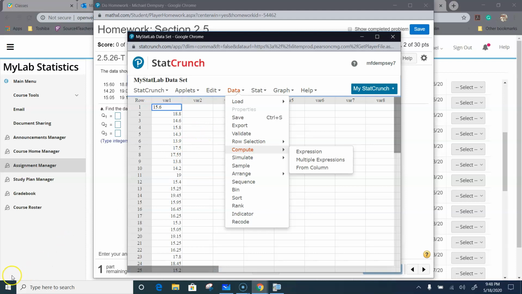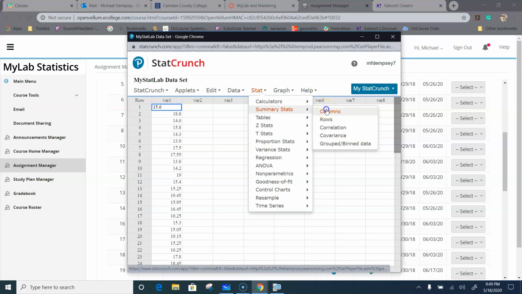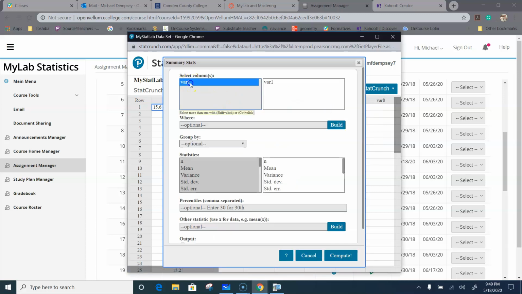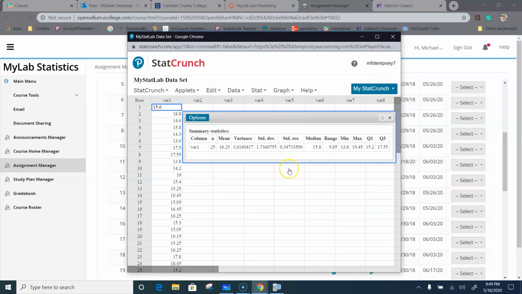Okay, so you're going to click on this menu here under Stat, and it has summary statistics. Okay, so my data is in columns, so I'm going to tell it that I want this column 1. I don't need to do anything fancy or sophisticated here. We can just jump right down here to compute. And it gives us all our one-variable stats, same kind of stuff that the calculator would give us.